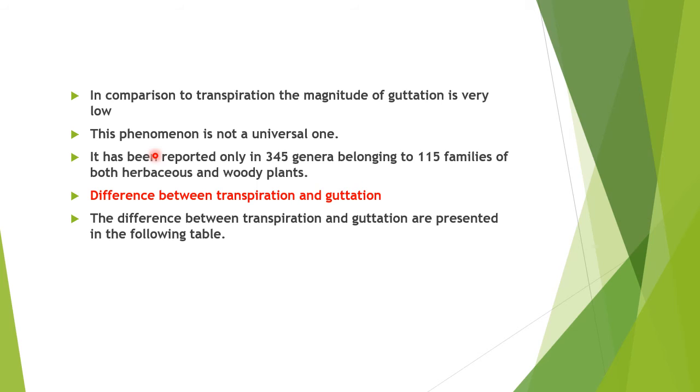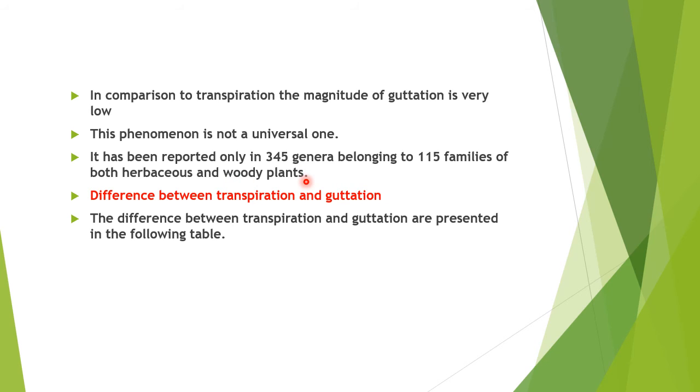In comparison to transpiration, the magnitude of guttation is very low. Since we have finished transpiration, we have seen that 99% of the water is lost by means of transpiration, and we have seen the quantification of how much is lost. But in comparison to that, the loss through guttation is very low. This phenomenon is not a universal one. It has been reported only in 3, 4, 5 genera belonging to 115 families of both herbaceous and woody plants. So it is of limited occurrence.